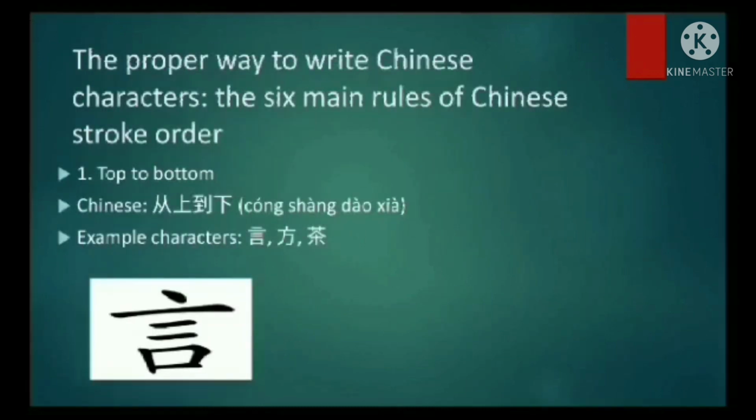The proper way to write Chinese characters. There are the 6 main rules of Chinese stroke order. The number 1 is top to bottom. Chinese, Xian shang hou xia.